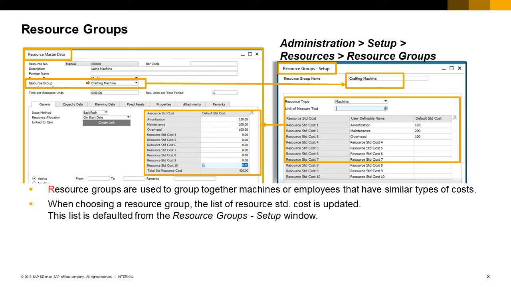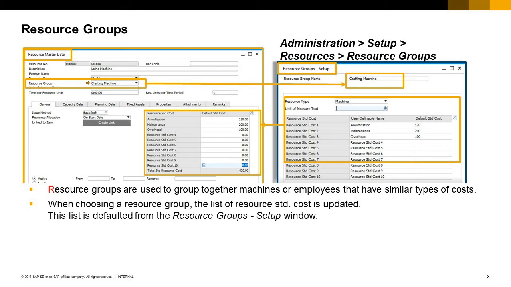The amount entered in the default STD cost column sets the ratio of expense amount of each cost component in a journal entry made for the resource. In the image on the right, we can see a crafting machine group definition. This group has the resource type machine. Three resource STD cost components were defined for this group: amortization, maintenance, and overhead.